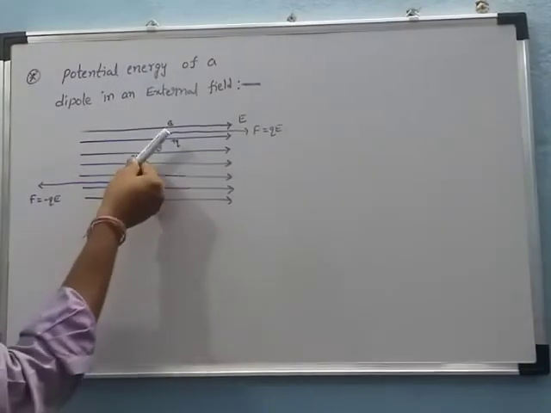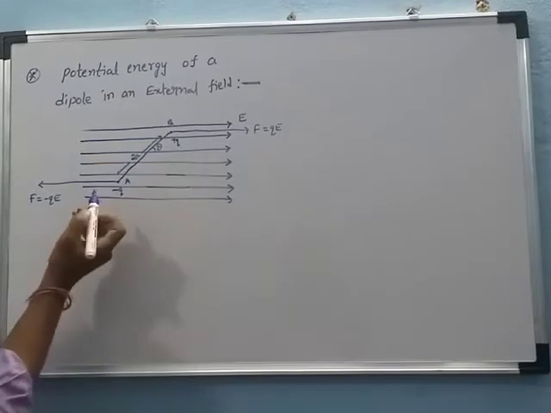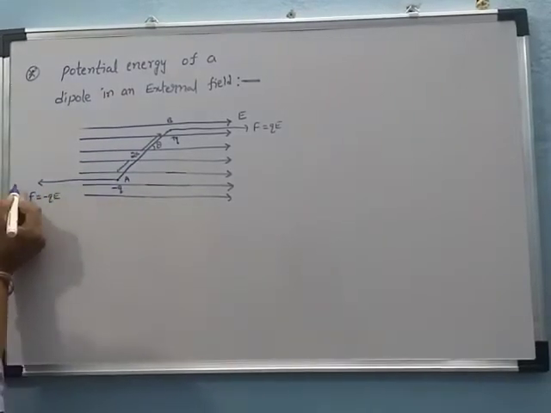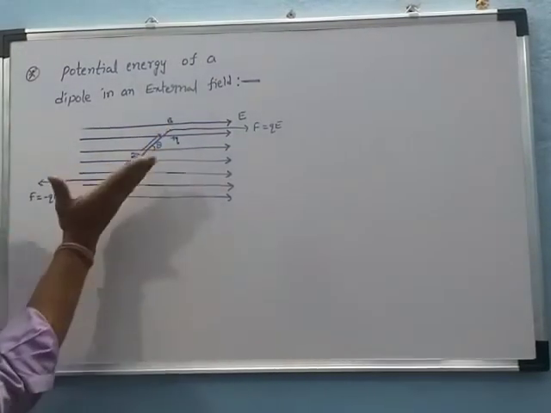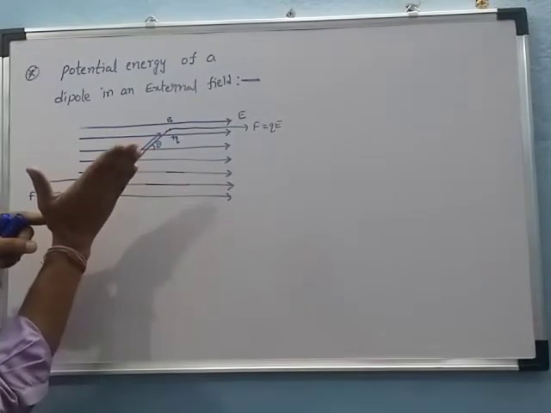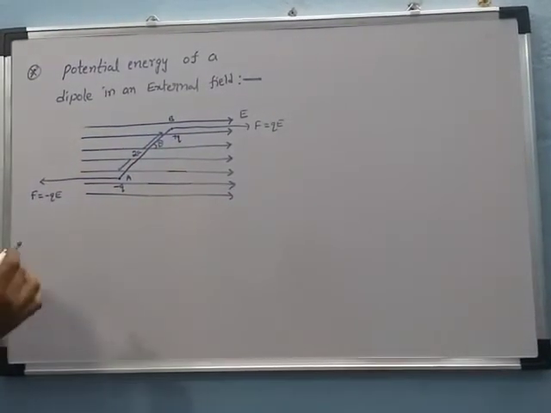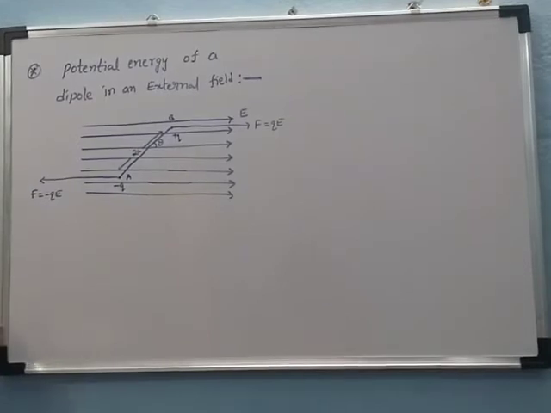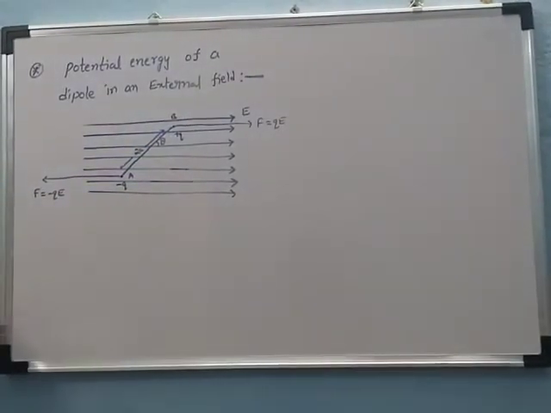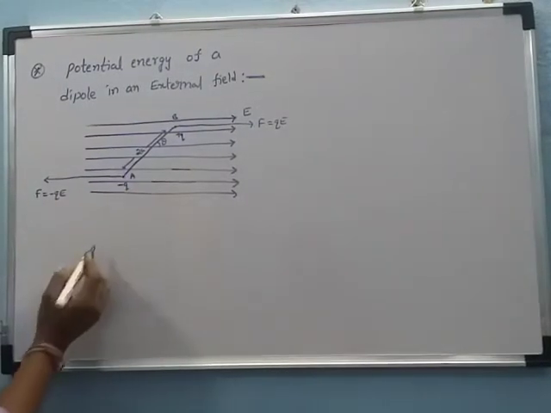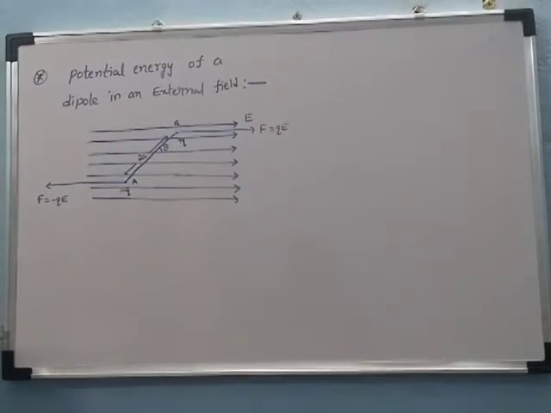Hence the dipole can rotate, because one force acts in this direction and the other force acts in the opposite direction. When forces are in opposite directions, the dipole can be rotated in an electric field. This rotating effect is called the torque acting on a dipole. What is the formula for the torque? The force into the perpendicular distance between the two forces.